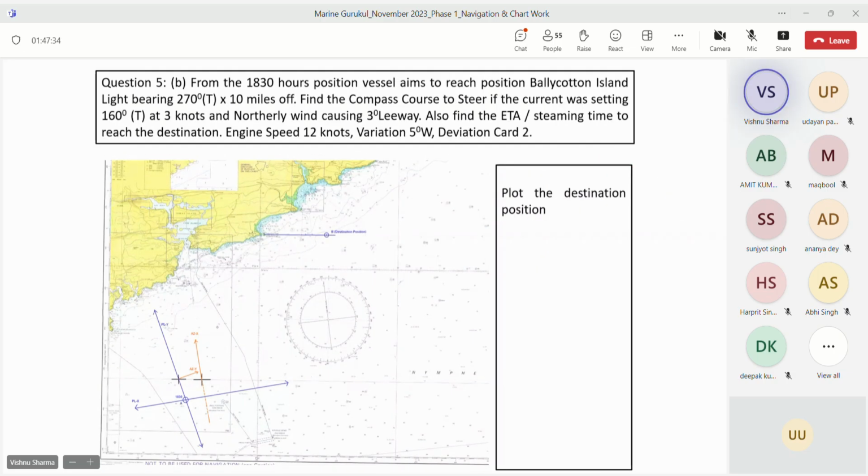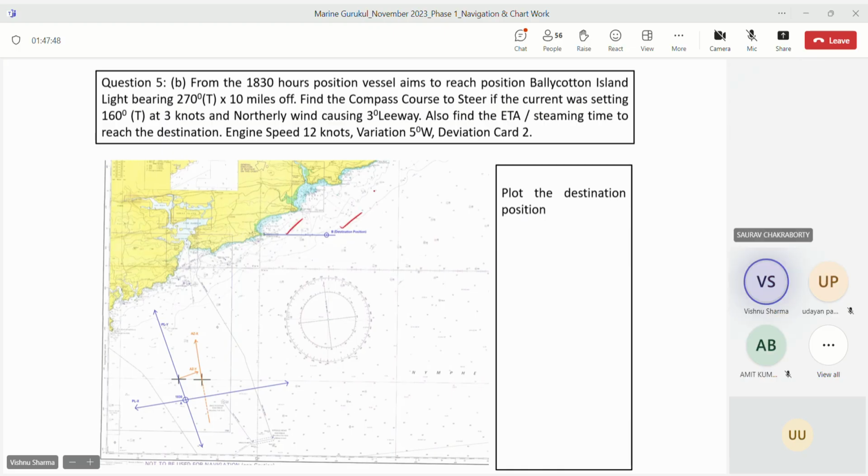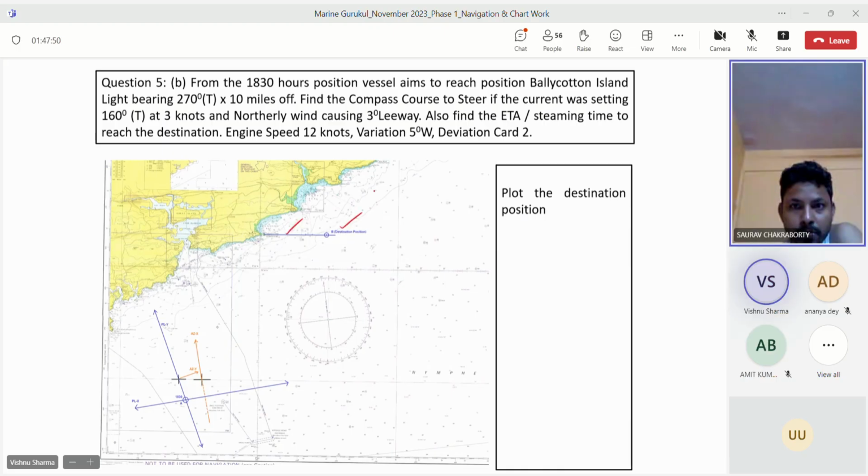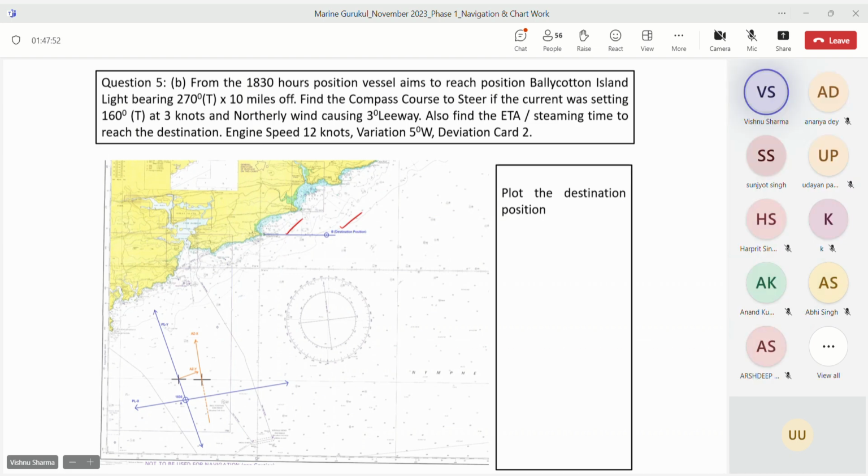We look at part B. From 1830 fix, the vessel aims to reach Ballycotton Island light bearing 270 into 10. I have marked Ballycotton Island 270 into 10 and got position B. Are you convinced that position B is the destination position, beta? Yes, sir. Fixed position.